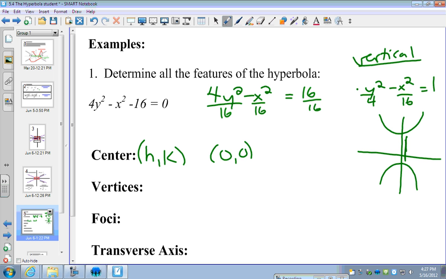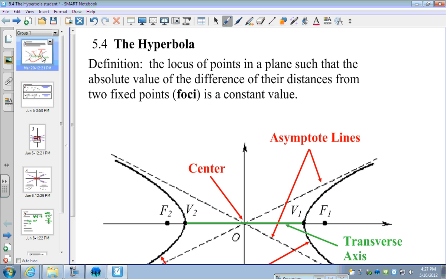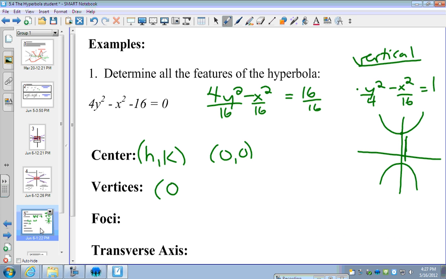because I don't have y minus something squared or x minus something squared. My vertices are going to be, my x value is going to be 0. Remember, where are my vertices? The vertices are going to be there and there on my hyperbola. So they're going to be here and here. So my x value is going to remain 0, and my y value is going to change. And it's going to change so that its length is a.